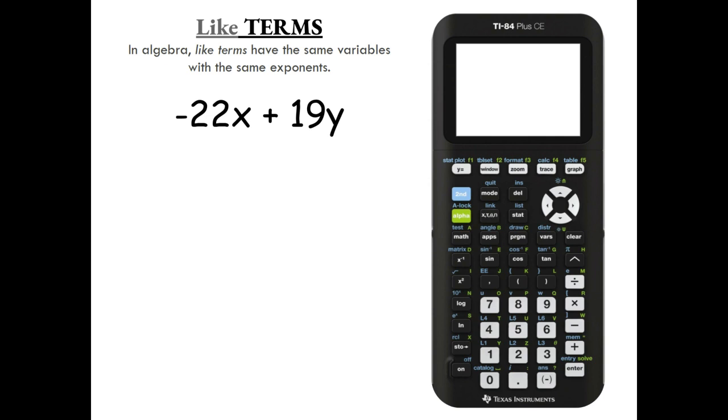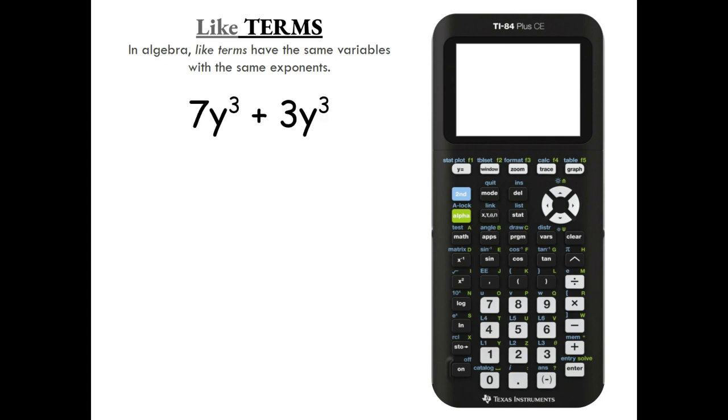Negative 22x plus 19y. This term has negative 22x, this has an x, and this has a y. They do not have the same variable, even though they have the same exponent. They don't have the same variable, therefore you cannot add them together, so they remain the way it's written.